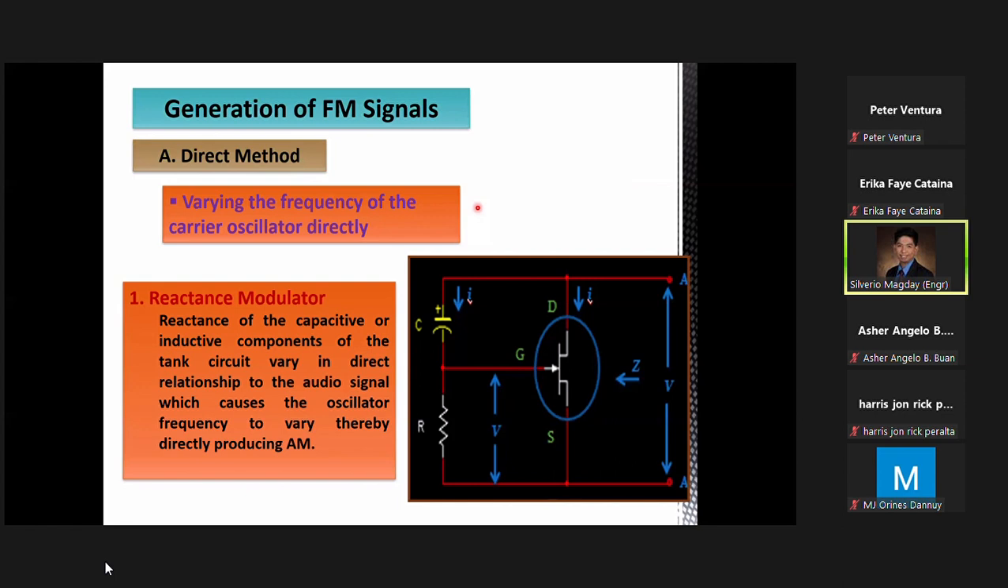Generation of FM signal. First we have the direct method, varying the frequency of the carrier oscillator directly. One used is the reactance modulator for FM transmitters. This is the equivalent circuit for a reactance modulator. The reactance of the capacitive or inductive components of the tank circuit varies in direct relationship to the audio signal, which causes your oscillator to vary directly, producing an FM.